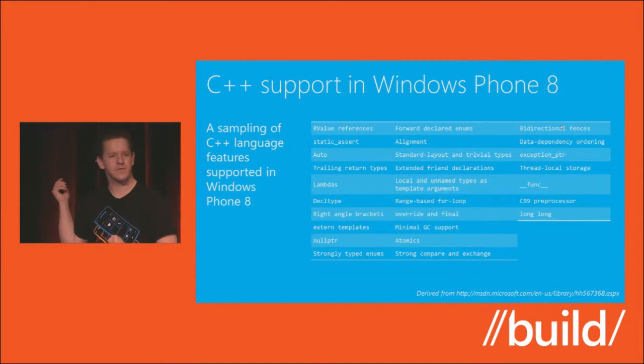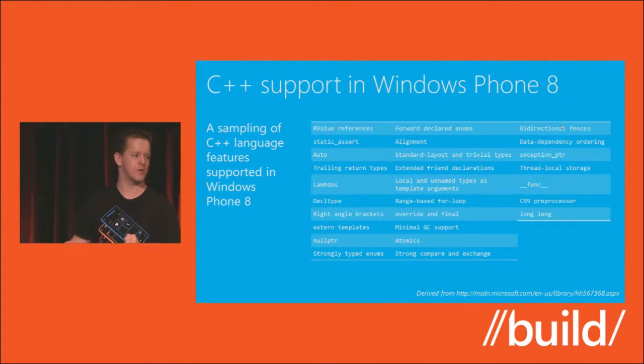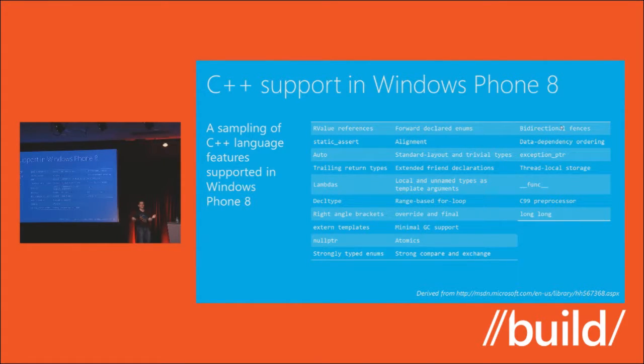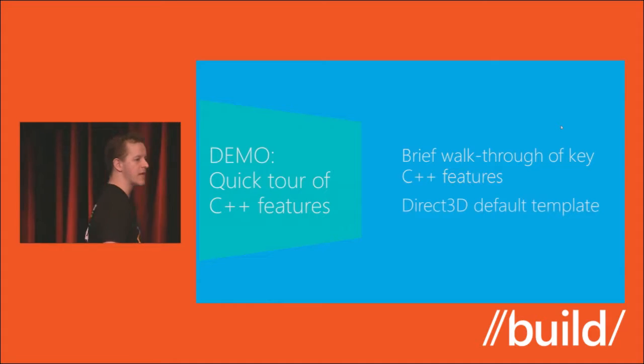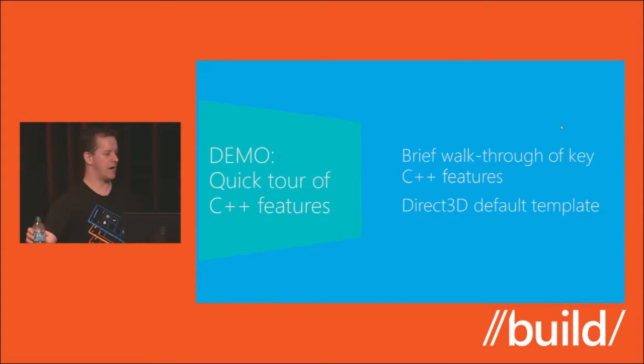And now the purpose of this slide is not for you to read all the words and to see every feature that's in Visual C++ 2012. It's more just a kind of bamboozle everybody with keywords type slide, just to say that there is a lot of new stuff in Visual Studio 2012. So with that, I want to start with a quick demo of some of the key features of C++ in Windows Phone 8.